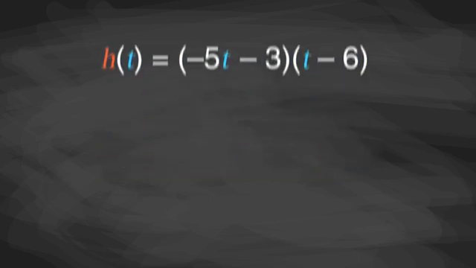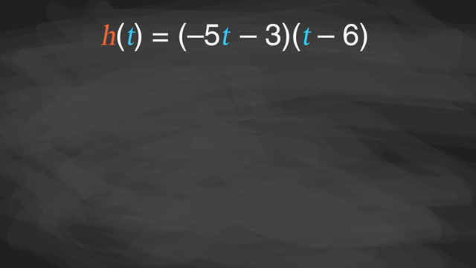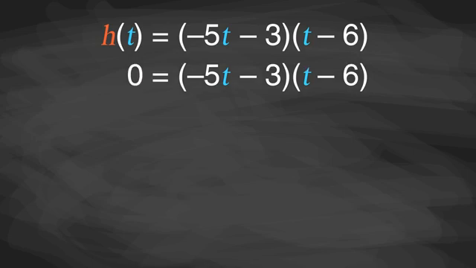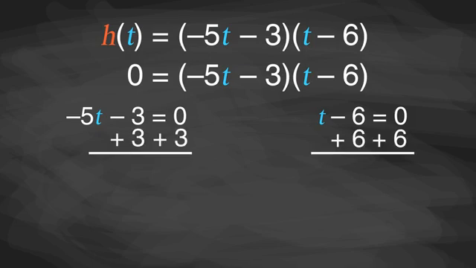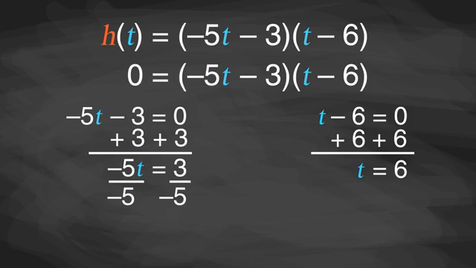To apply the zero product property, we would first need to substitute 0 in for h of t. The only way for the product to be zero is if one or both of the factors equal 0, so each factor will need to be set equal to 0. Solving each factor for t results in t equals -3/5 and t equals 6. Since t represents time, and time can't be negative, 6 is the answer. That means the projectile hit the ground after 6 seconds.